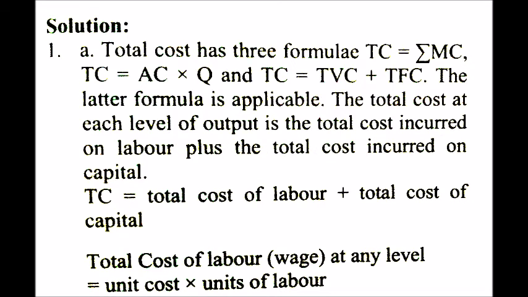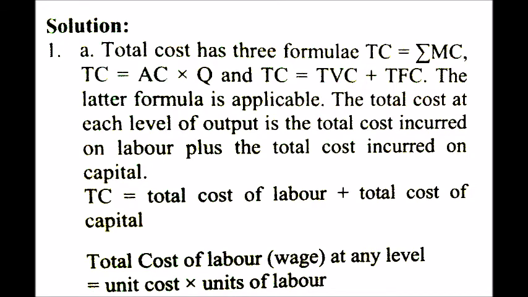The total cost has 3 formulae. We have total cost, as I've given you in the previous lesson: total cost is equal to the summation of MC, that's marginal cost. Then you can say total cost is also equal to AC times Q, that's average cost times quantity. And you can also use this formula: total cost is equal to total variable cost plus total fixed cost. The latter formula is applicable.